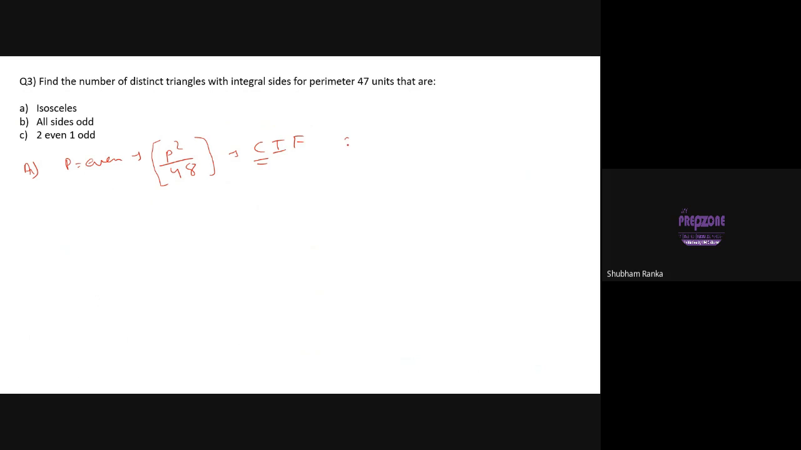So like 8.4 will be 8, 9.6 will be 10. So whatever is the closest integer, that would be the number of triangles if P is even. If P is odd, and this is the total number of triangles, it will be P plus 3 whole square over 48. This is again the closest integer. All these formulas use the closest integer function. P plus 3 whole square over 48. This is the total number of triangles.